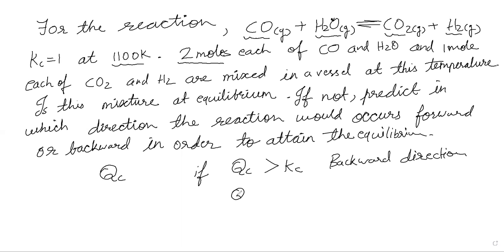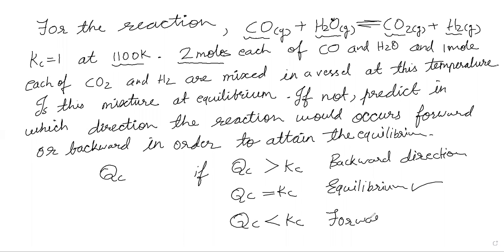If Qc is equal to Kc, then we can say equilibrium is achieved. And if Qc is smaller than Kc, then the reaction will move in a forward direction in order to attain equilibrium. So this information we'll get from the value of Qc. So we need to calculate Qc first.